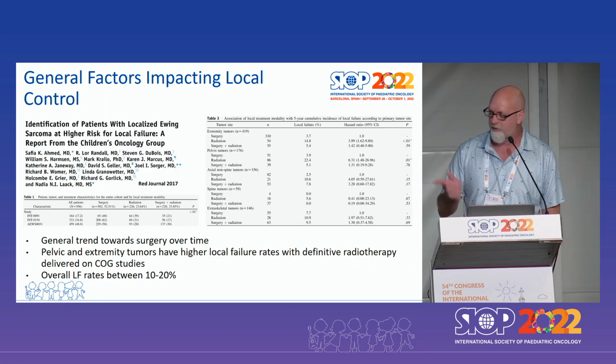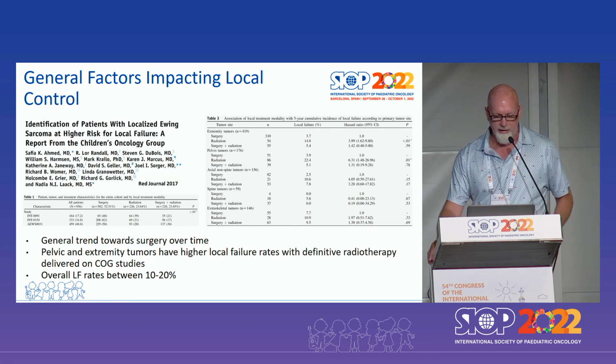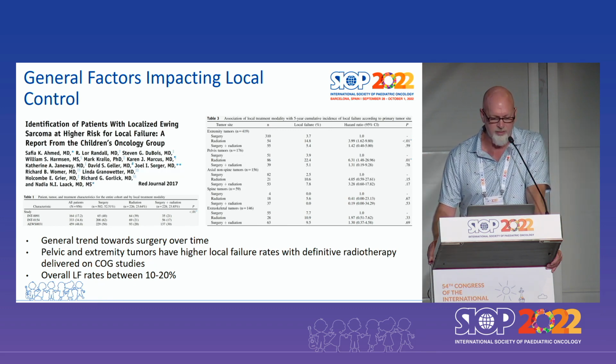There are a number of factors, and we've discussed some of them, that impact local control. And so I'm going to highlight a couple of articles that are just large general reviews of big data sets.